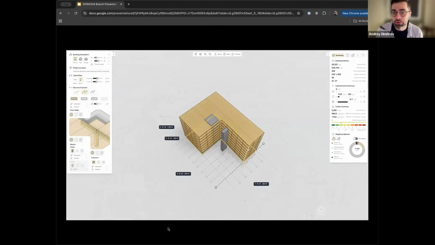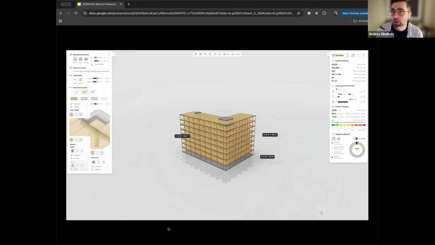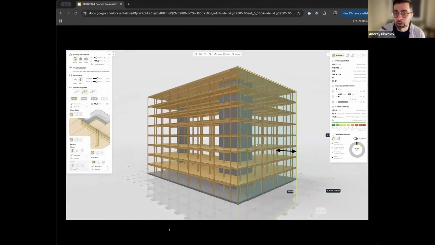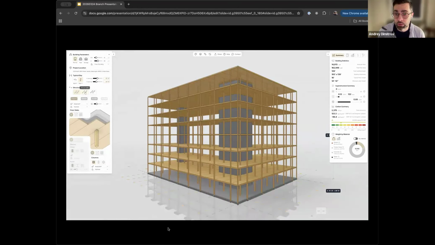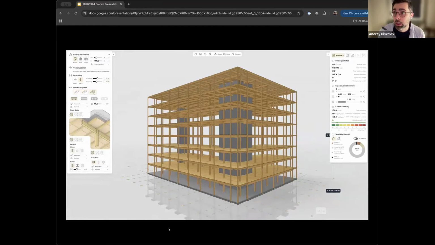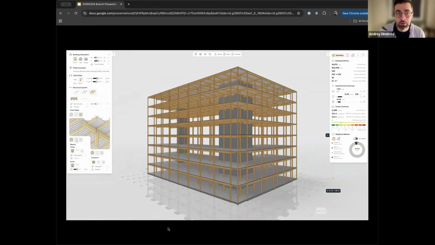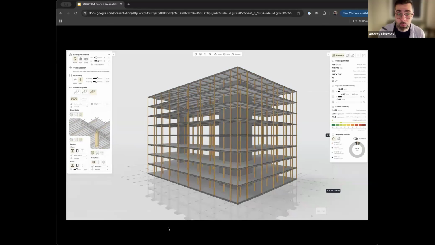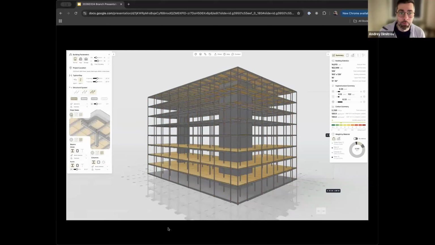The point of it is to educate, to discover, for anybody to develop an intuition on how structural systems, specifically timber, behave under geometric conditions, and you can also try out different materials.